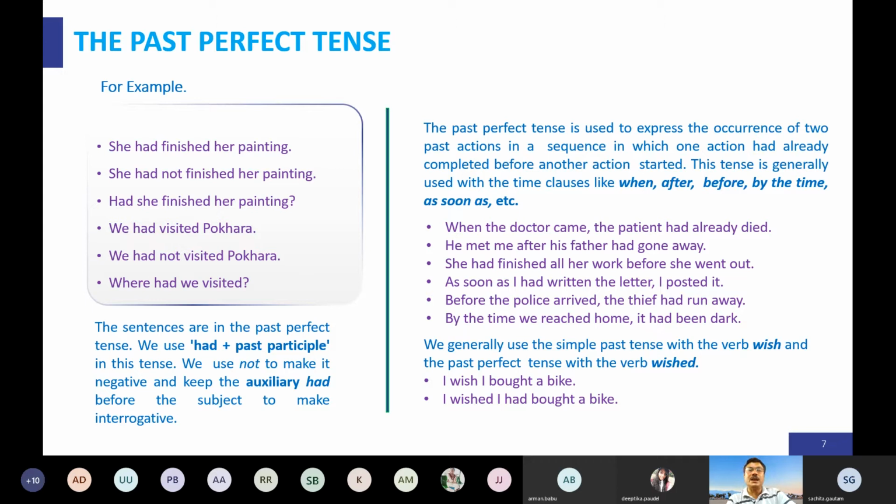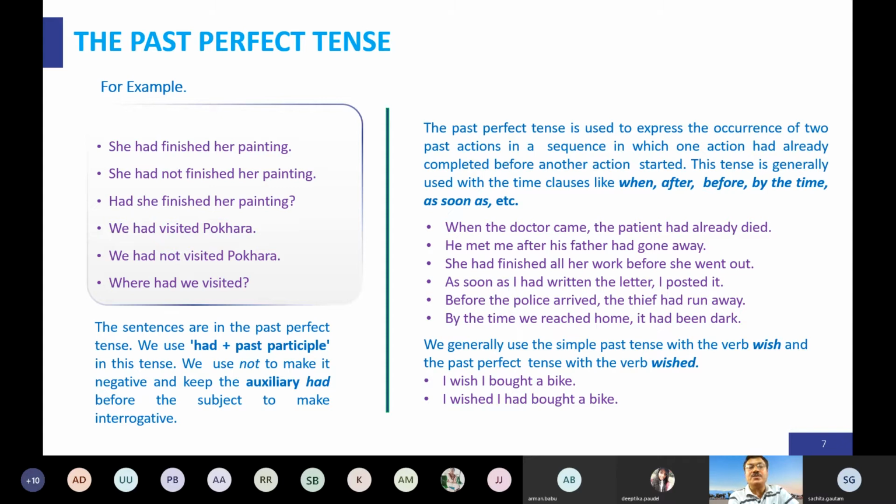As soon as I had written the letter, I posted it. Just finished writing a letter and posted. Both the actions took place in the past time, one after another. One completed before the other: without completing writing a letter, it cannot be posted. Letter writing completed and posted. Both happen in the past, and the first action is past perfect, the second action simple past.